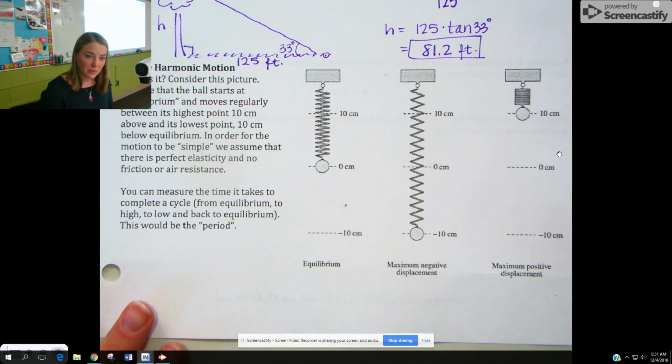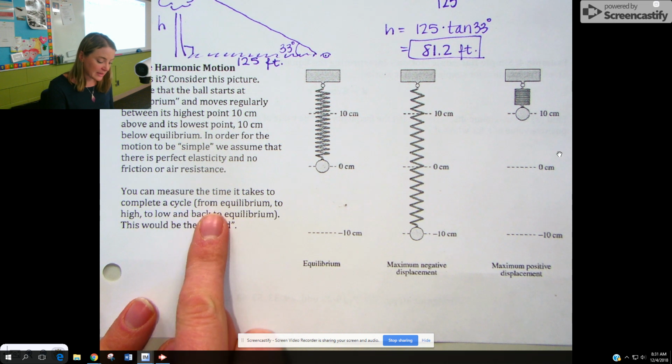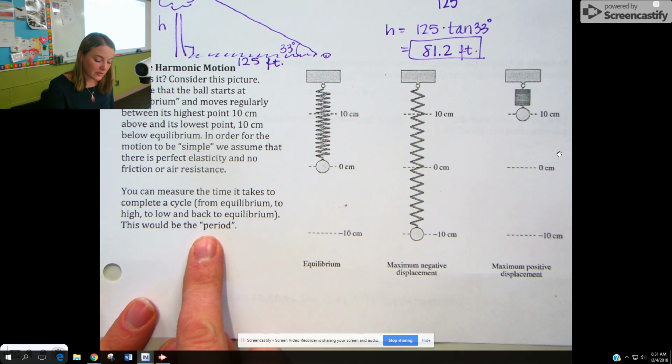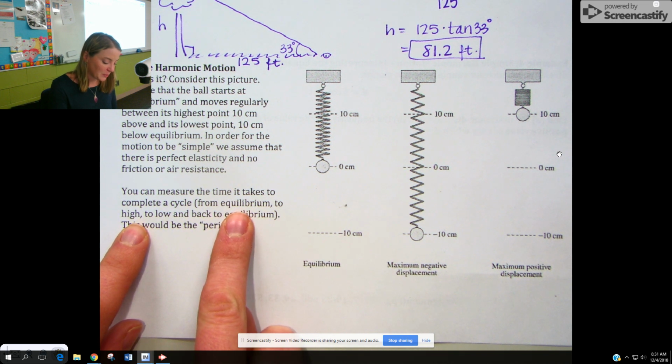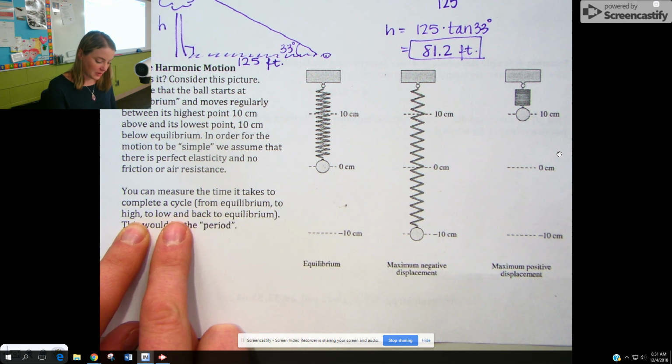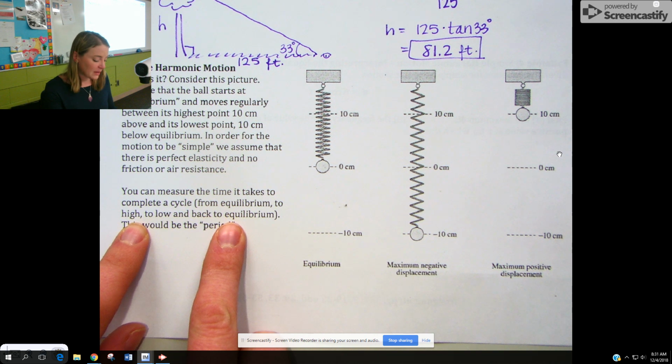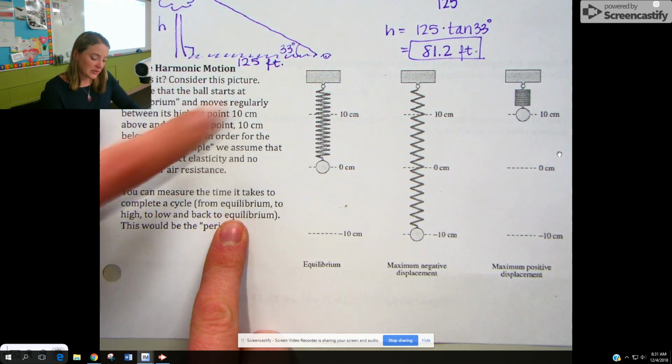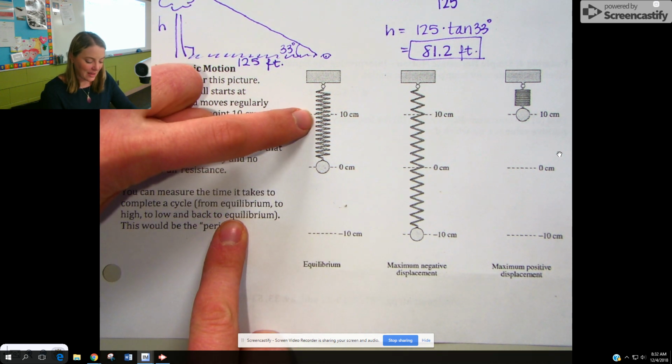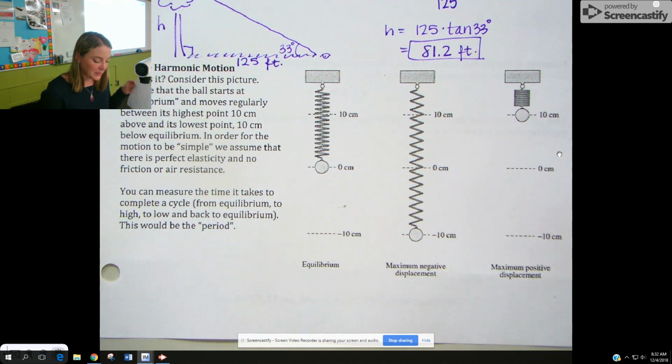It looks like there's one more note here. The time to complete one cycle, no surprise here, is called the period. So that would be the time it takes to go from equilibrium to the high, to the low, and back to equilibrium again. This can change. It could be that you start at the high, go to low, and go to high again. But regardless, the period refers to the time for one complete cycle.